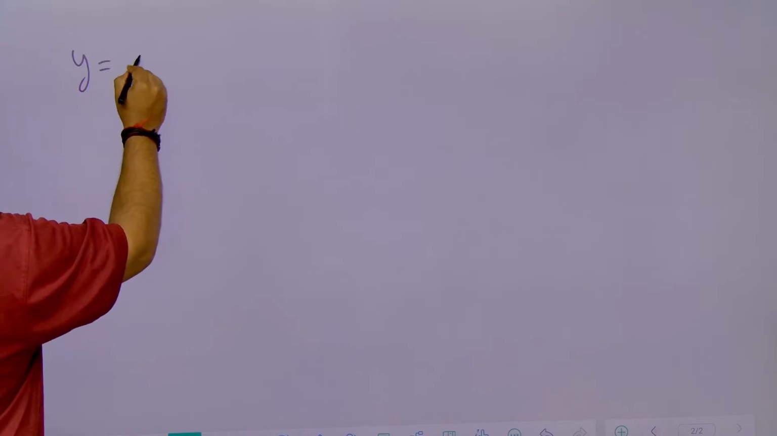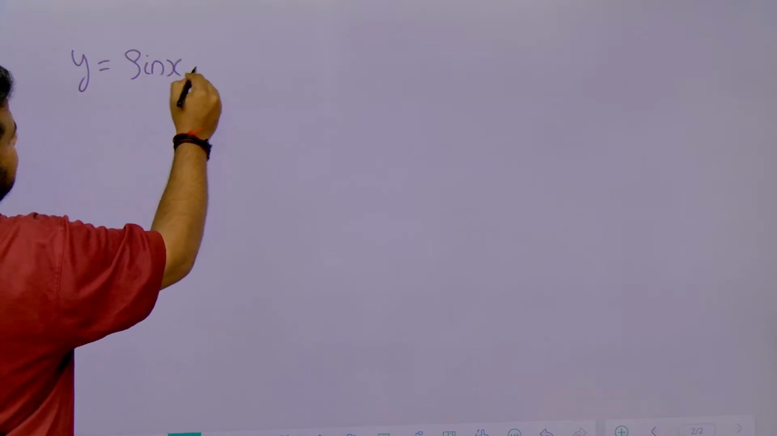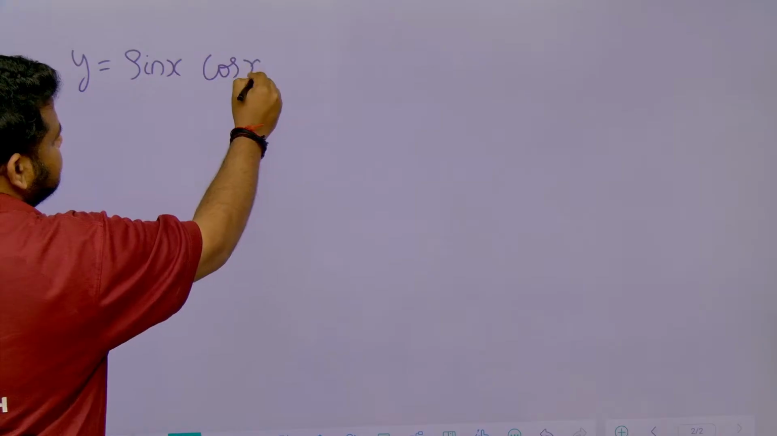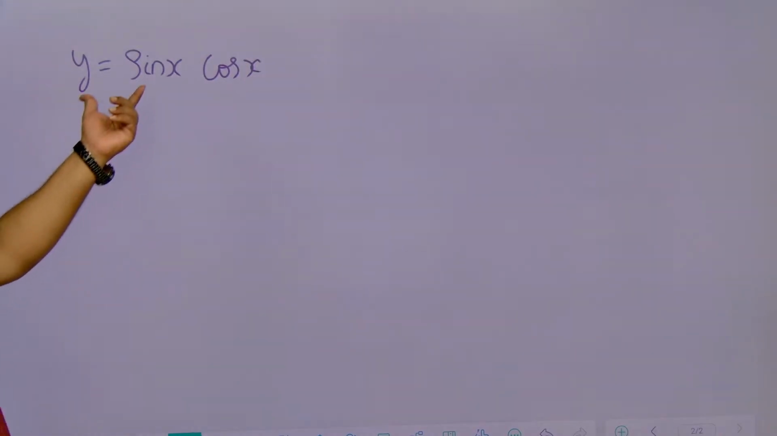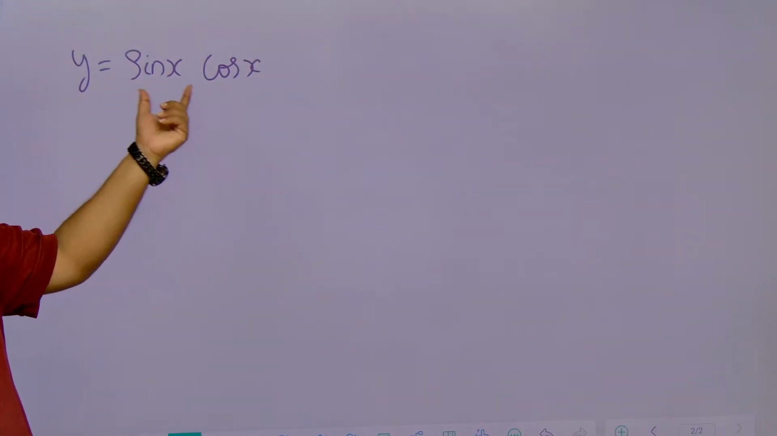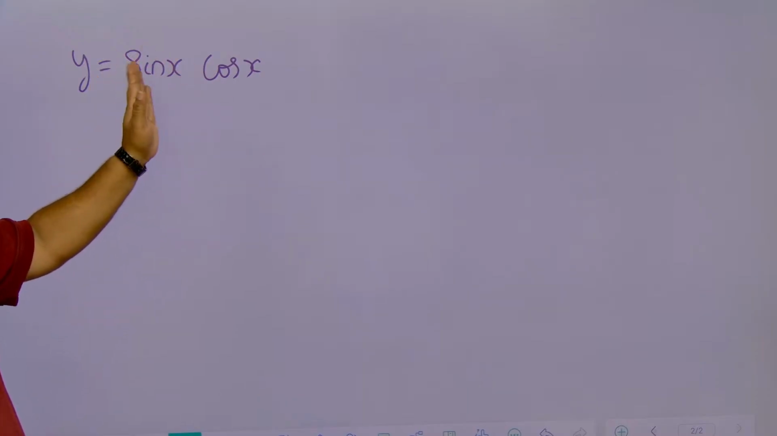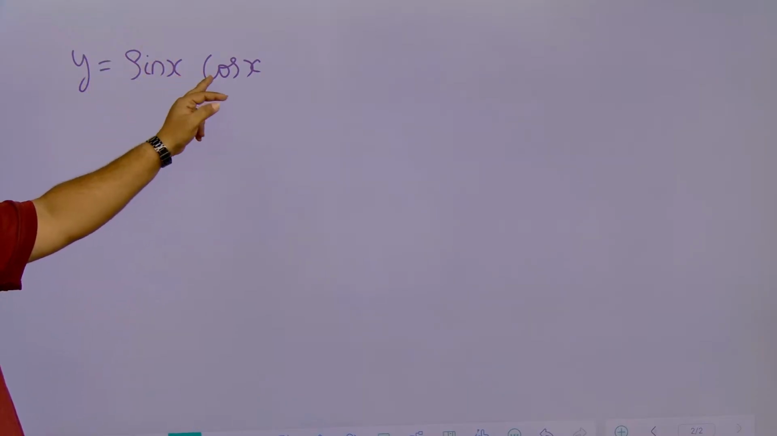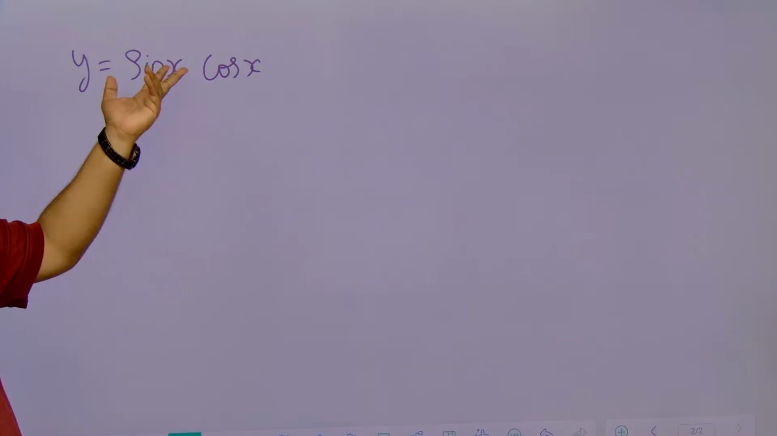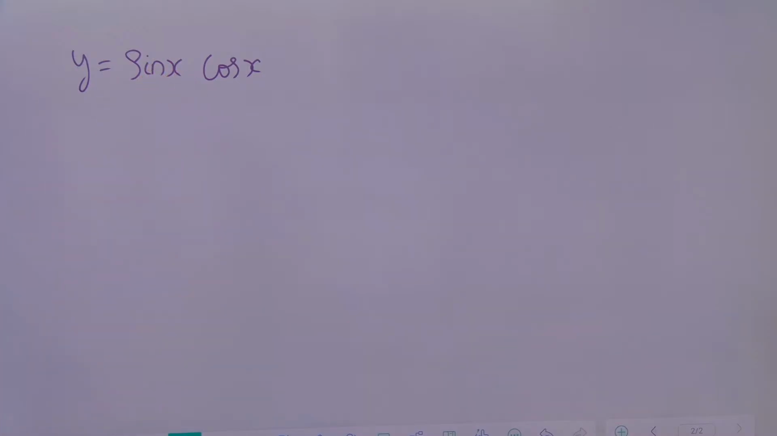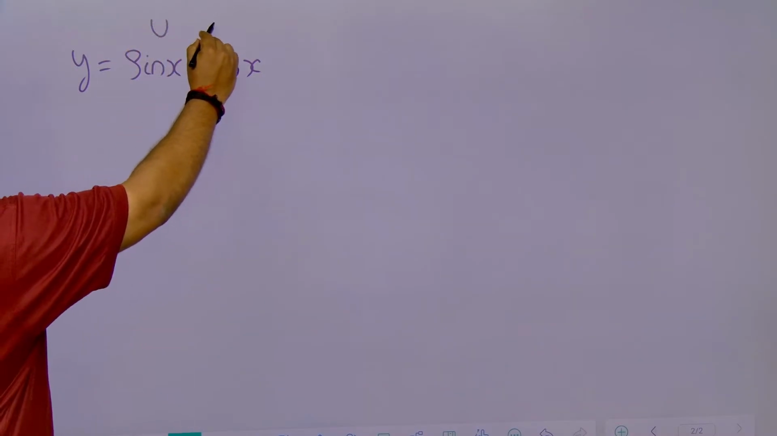Suppose they have given y is equal to sin x into cos x. See, sin x is one function, cos x is one function. There is no function within a function. There are two separate functions, that is sin x and cos x. Here nothing is there means it is a dot, dot means it is multiplication. So what I will do, this I will keep as u, this I will keep as v.